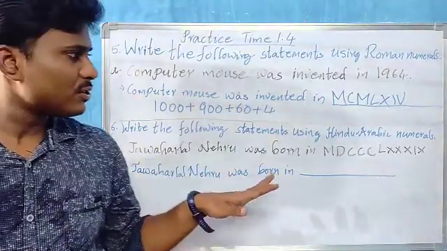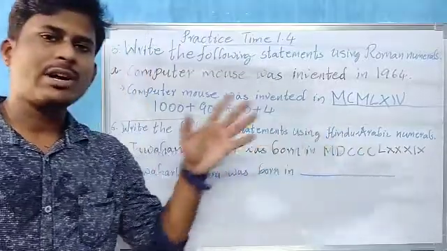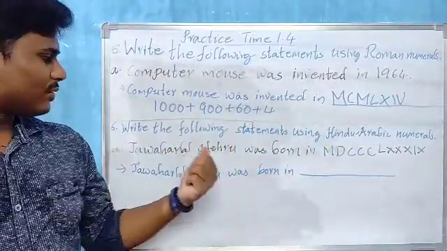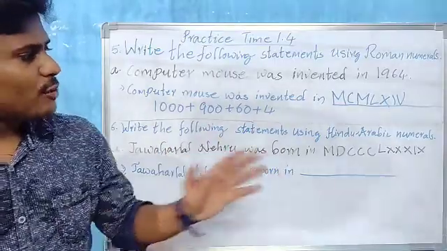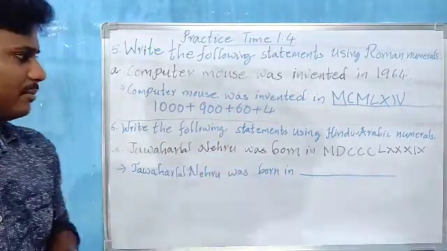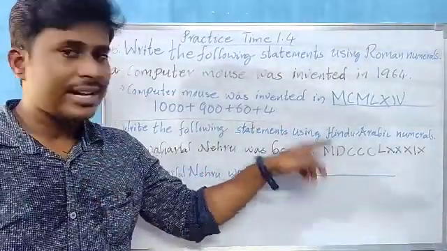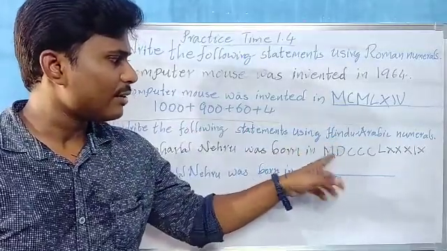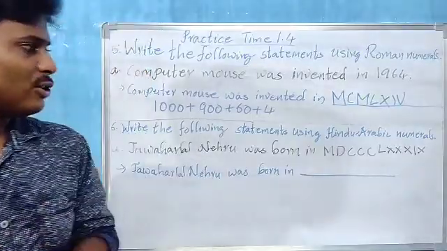Write the following statements using Hindu-Arabic numerals. Statement is given in Roman numeral. We have to convert and write the same statement in Hindu-Arabic numeral. Jawaharlal Nehru was born in. So Roman numeral is given, children. Let us convert them. M means what, children? 1000. D is 500. So we have 1000, 500 means 1500. But see, you can see C, C, C.